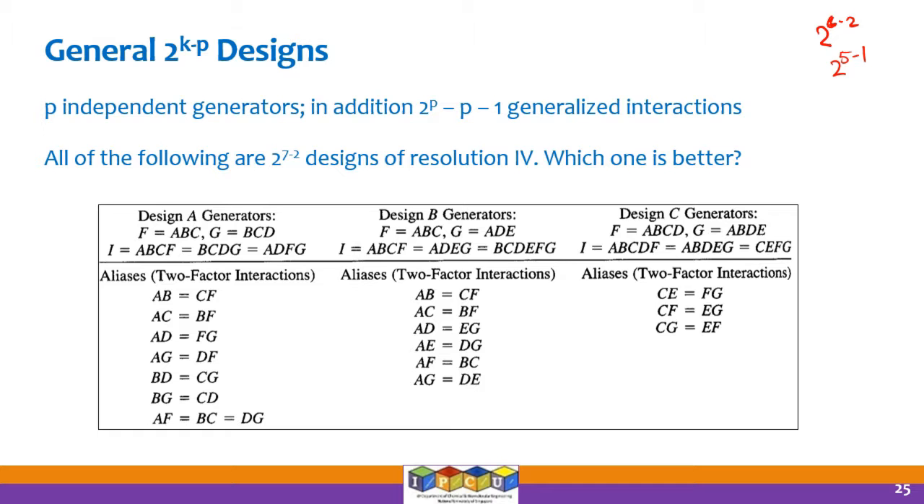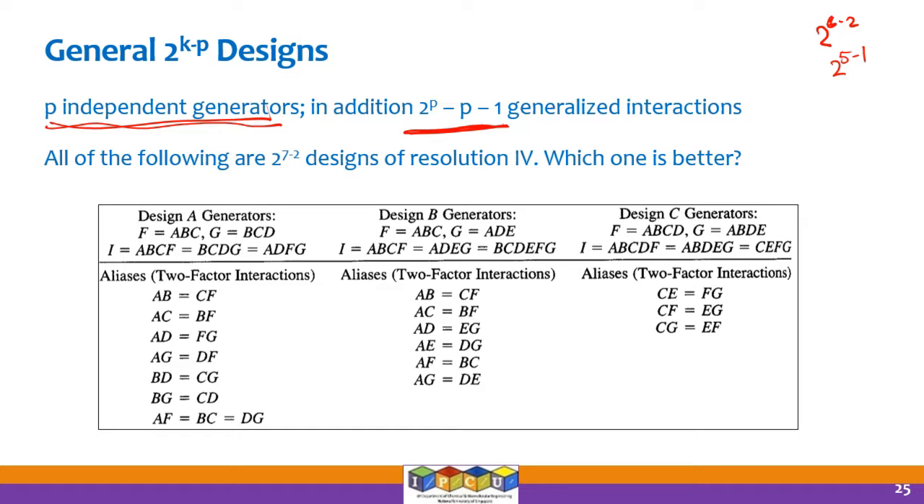So the statement we make is you will have to have p independent generators, right? Because for p columns, you must write generators. So for k minus p columns, you can do a standard design, and then you have to fill out p columns using design generators. So you will have p independent generators. And if you take p independent generators and you process them, you will get these many generalized interactions. So we can prove this, right?